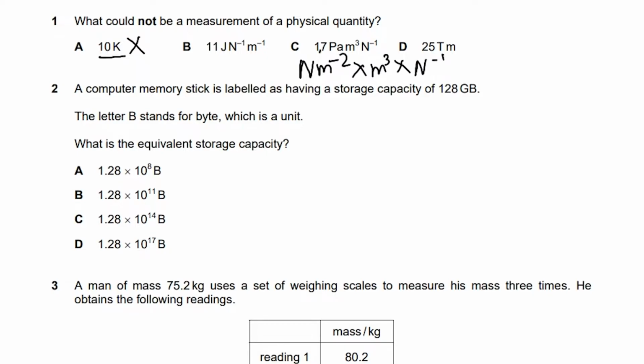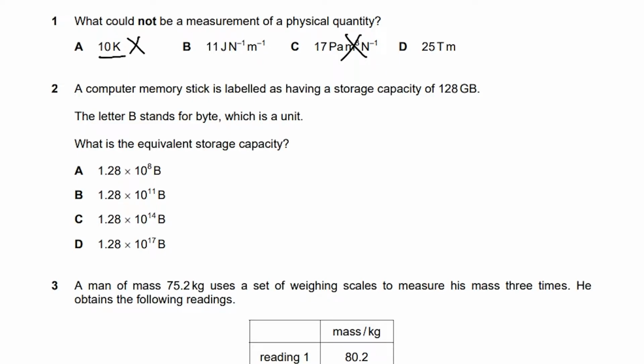So this will cancel that, and m cube multiplied by m raised to the power minus 2 will be equal to meter. So option C is 17 meter. Now meter is the unit and 17 is the numerical magnitude. So C is also a physical quantity. C can't be the answer. Let's exclude C.